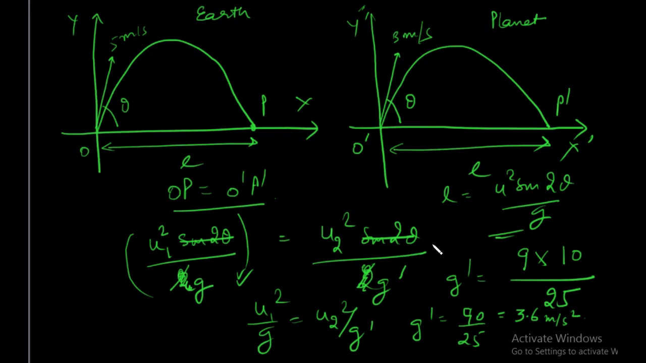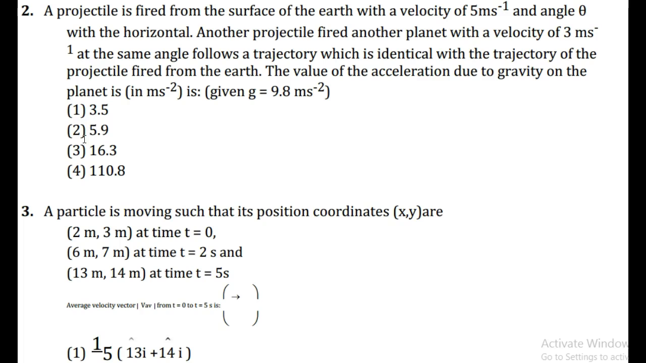So sine 2 theta will cancel out. Answer will be 3.6 only. Or any option near about 3.6 is the answer. Range is always u square sine 2 theta by g. It is not 2g. So in this question, the answer is option 1 because it is near about our answer, 3.5.